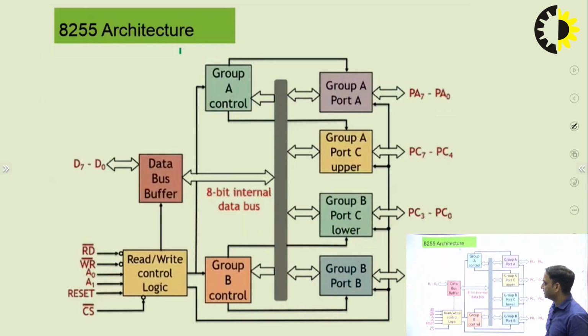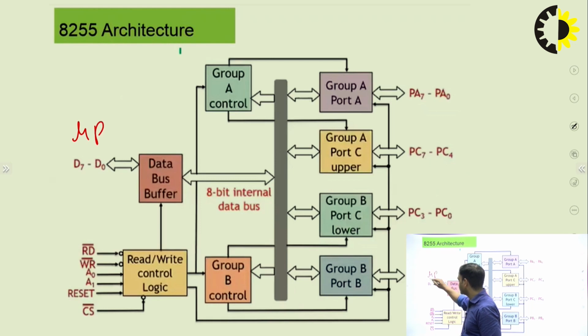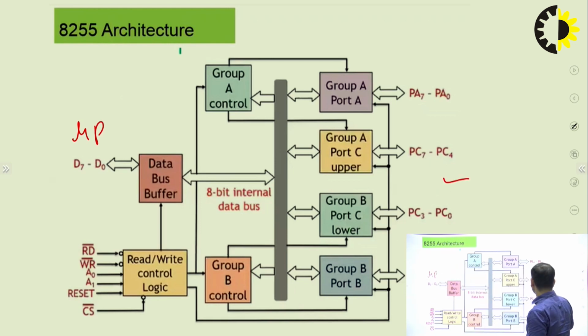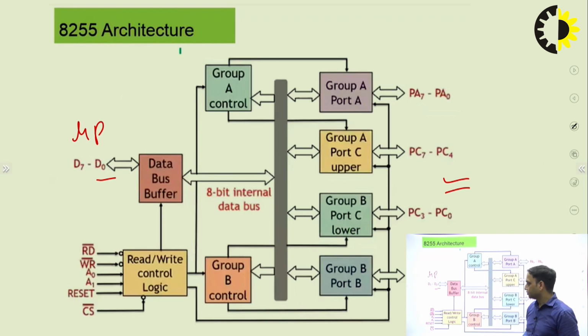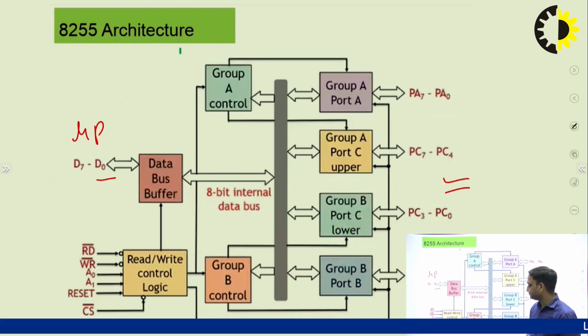Now we come to the architecture of the 8255. This architecture of the 8255 comprises two parts. Internal is the internal data bus. As I said previously, the left hand side of this internal data bus is connected with the microprocessor. So this side will have the microprocessor, and this side is the main functionality of the IC. On the left hand side we see the data bus buffer. So D0 to D7 is connected with the microprocessor. Data input or output will flow through this data bus D0 to D7.